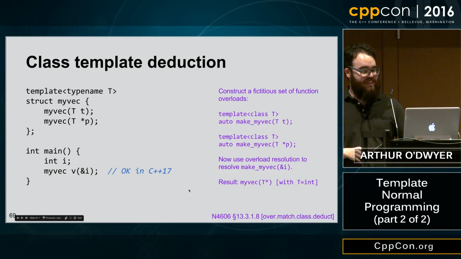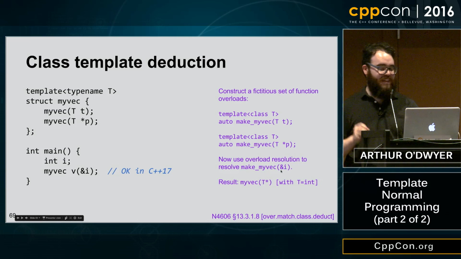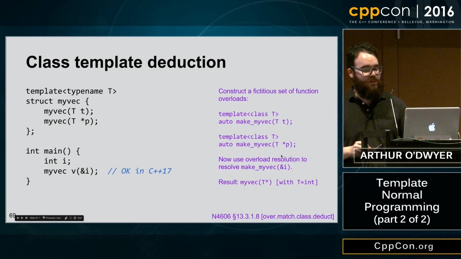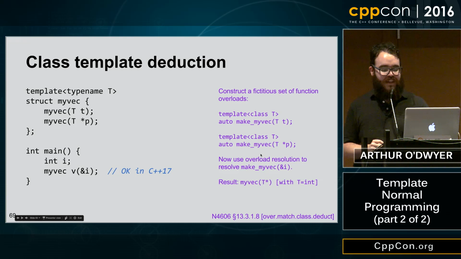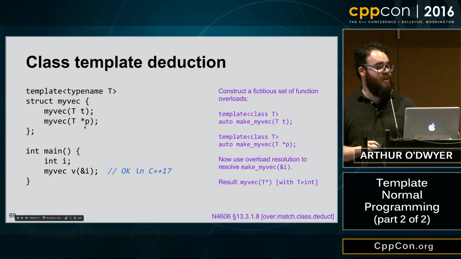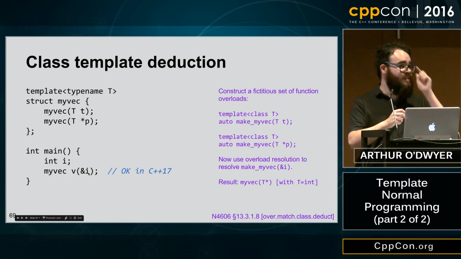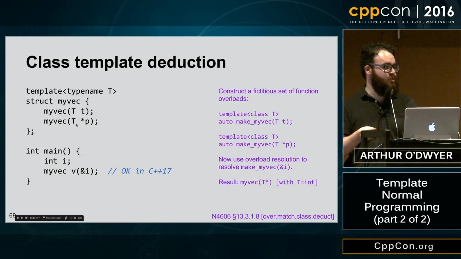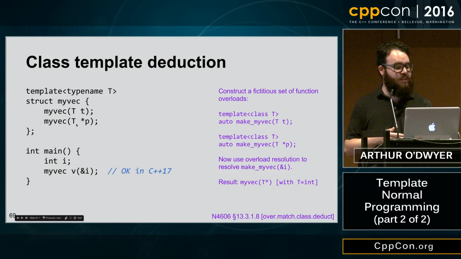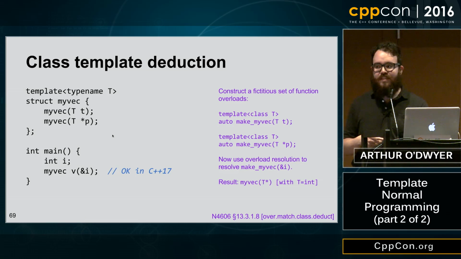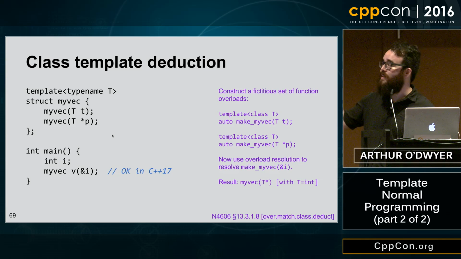In this case, we have an address of an int. So in this case, this one is more specialized. So we take this one with T equals int, and we get myvec of int using the pointer parameter. So this is a case where we have deduced something for T that is not the thing we passed it. We passed it an int star, but because there's this extra constructor that takes a T star, we can deduce T equals int. Does this make sense? This is the first non-totally obvious example of how this might work.